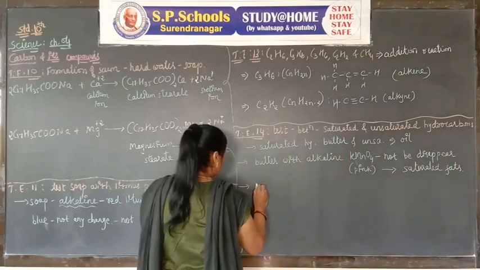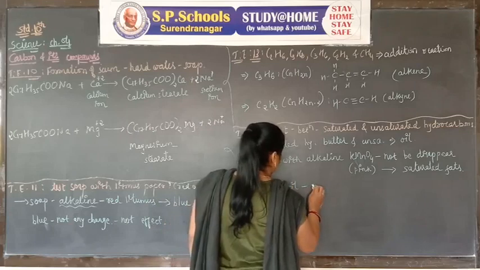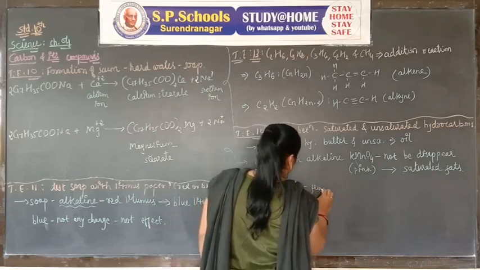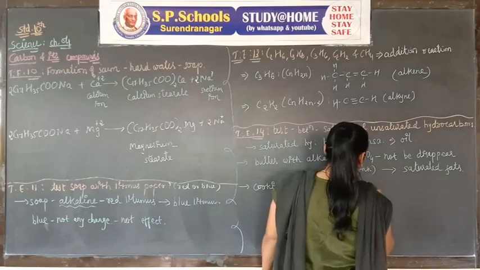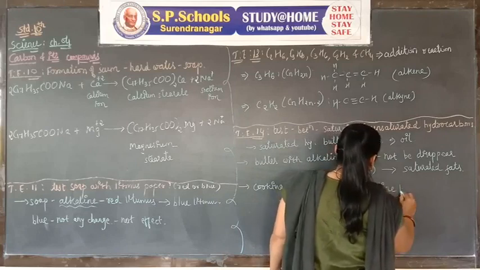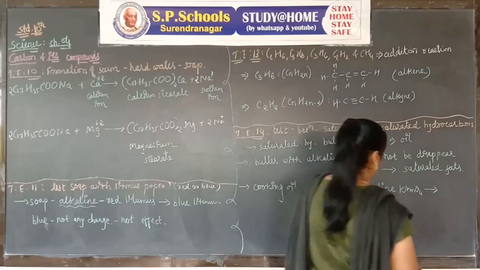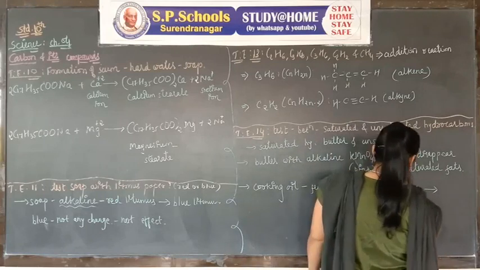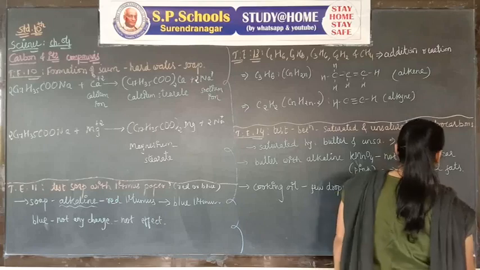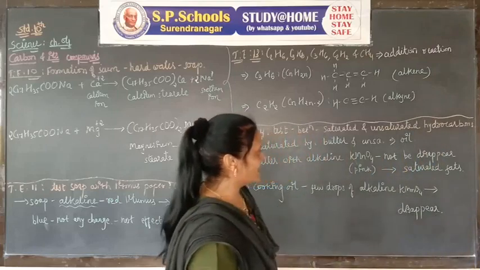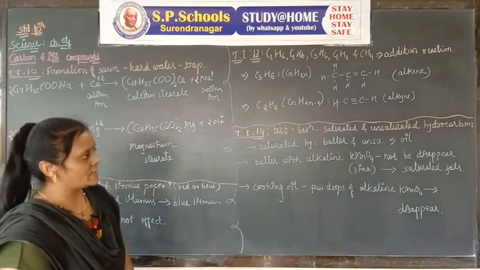But when we take cooking oil and apply a few drops of alkaline KMnO4, the color of KMnO4 disappears. The test with alkaline KMnO4 distinguishes between saturated and unsaturated hydrocarbons.